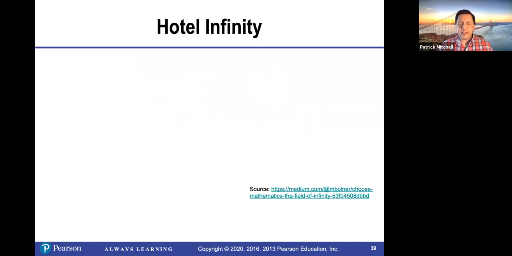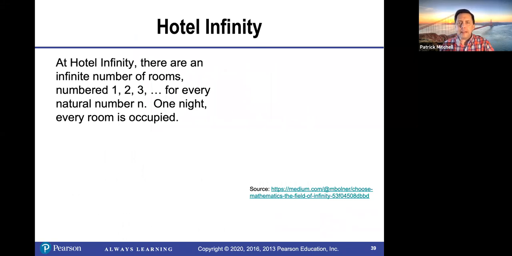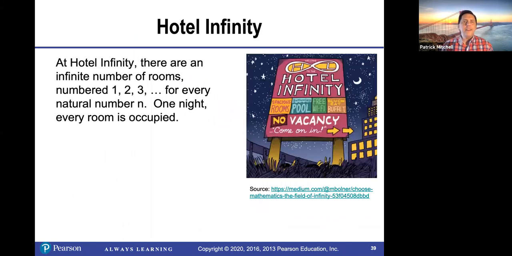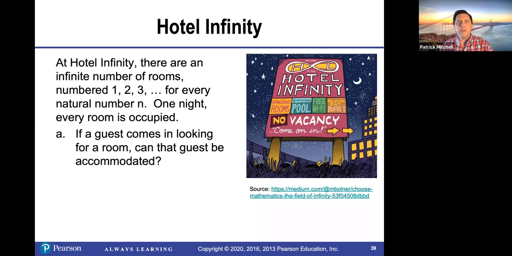And that brings us back to Hotel Infinity. So remember what the problem said at Hotel Infinity, pictured here. There are an infinite number of rooms, numbered 1, 2, 3, etc., for every natural number N. And one night, every room is occupied. So the first question was, if a guest comes in looking for a room, can that guest be accommodated? At first you think, nah, every room is occupied. How am I going to fit another person in?